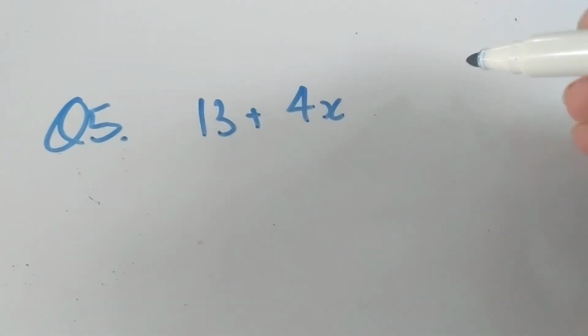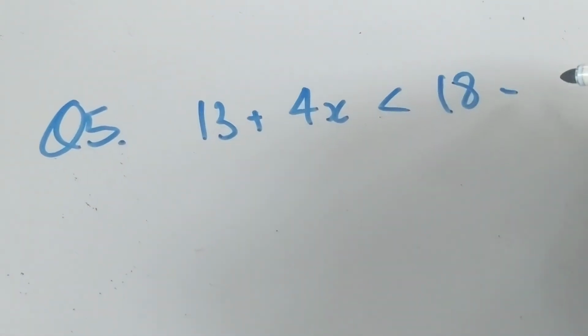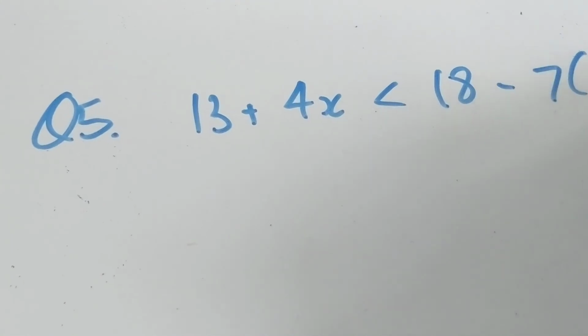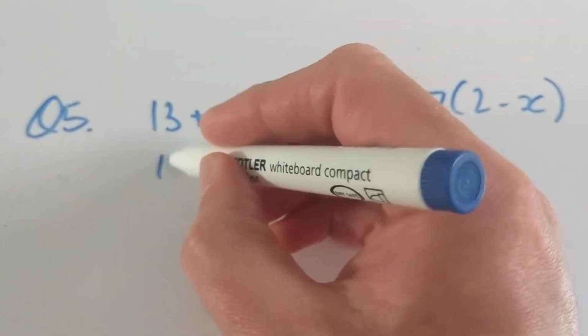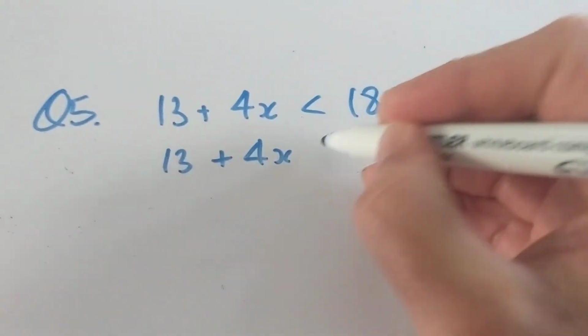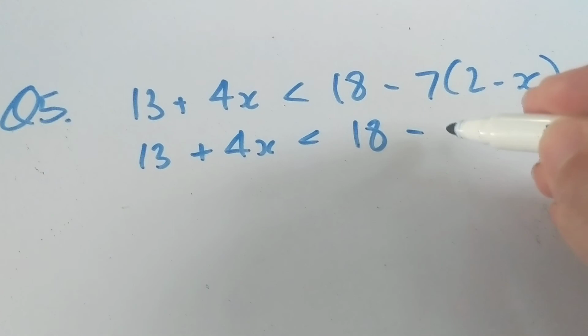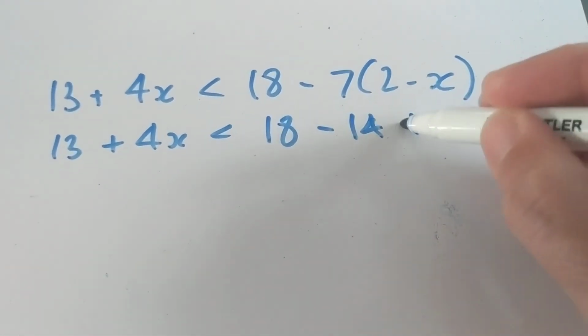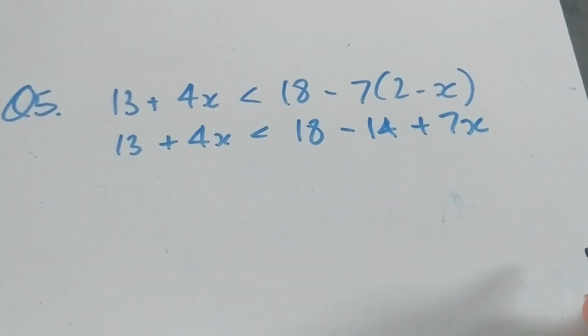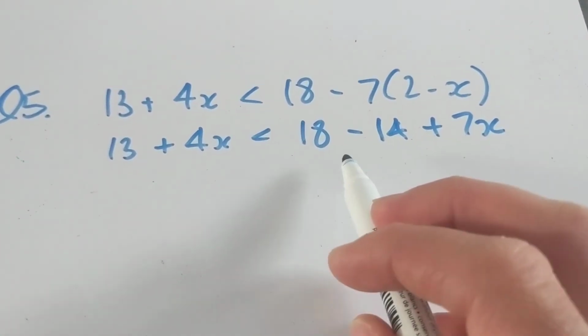Right, question 5. Question 5 was to solve 13 plus 4x is less than 18 minus 7 bracket 2 minus x. So in this question, multiply out the brackets on the right first, just to get yourself all the terms you need. So minus 7 times 2 is minus 14, and minus 7 times minus x will be plus 7x. Okay. 18 take away 14 would just be 4 here.